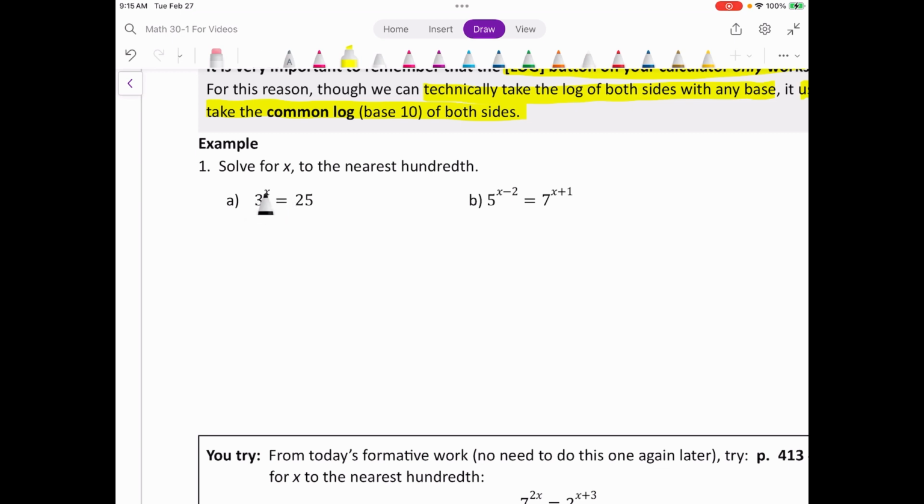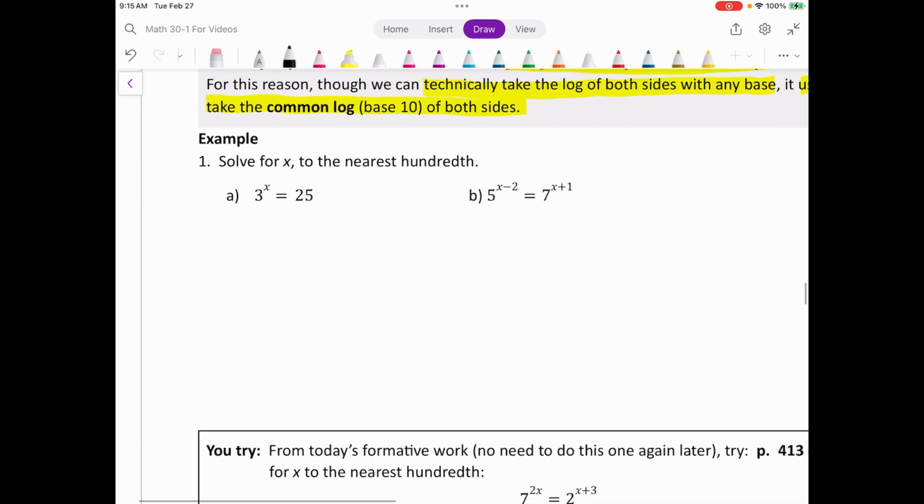3 cubed is too big. 3 squared is too small, so this exponent must be somewhere between 2 and 3, and probably closer to 3 than it is to 2, because we're at 25, which is pretty close to 27, which would be 3 cubed. But now with logs, we can actually get a value for x without just that estimation. We don't just have to say it's between 2 and 3, probably closer to 3. We can actually figure out what x is.